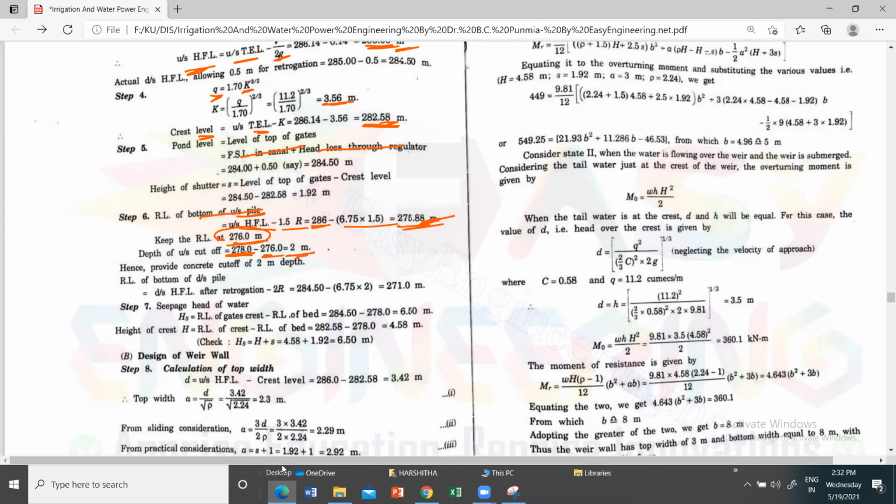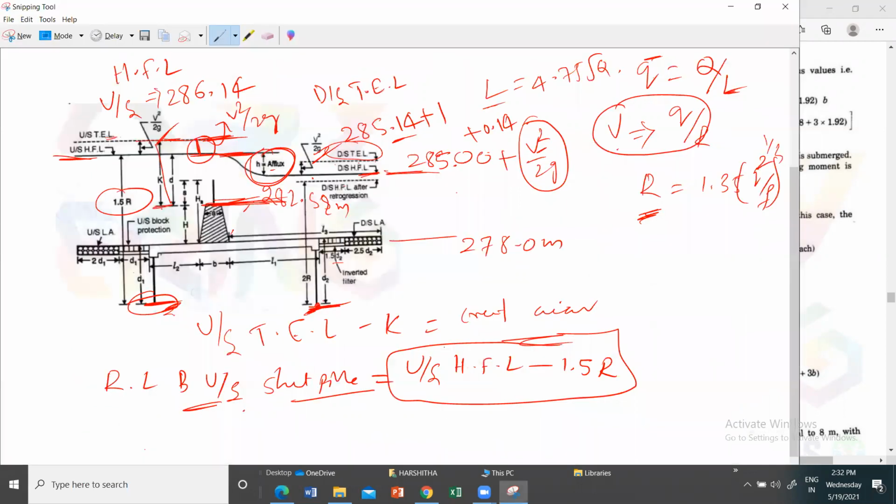Similarly, you can calculate the reduced level of the bottom of the sheet pile on the downstream side, minus 2R. So for the E level, it is the downstream side I flat level minus 2R.